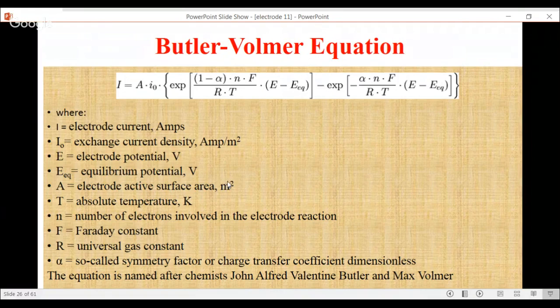We have to look at what this active surface area is, and the electrode area, later on, and how to determine the active surface area. T is the absolute temperature. N is the number of electrons involved in the electrochemical reaction or electrode reaction. F is the Faraday constant. R is the universal gas constant. Alpha is the so-called symmetry factor or charge transfer coefficient, which is dimensionless. The equation is named after the chemists John Alfred Valentine Butler and Max Volmer.